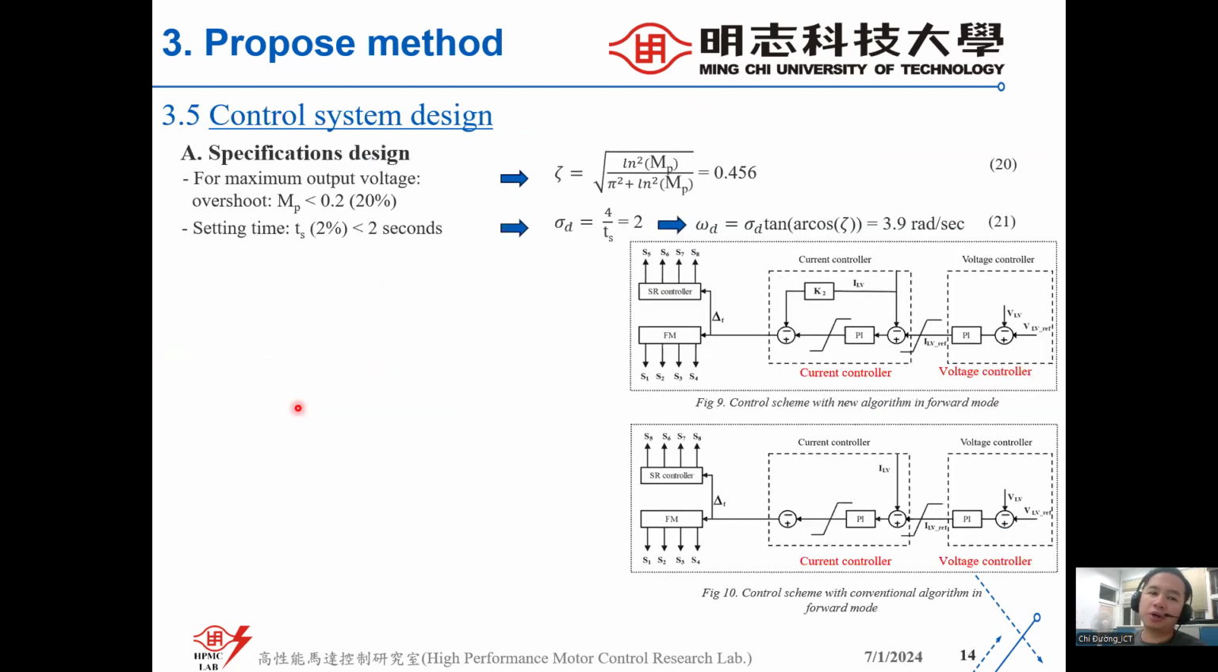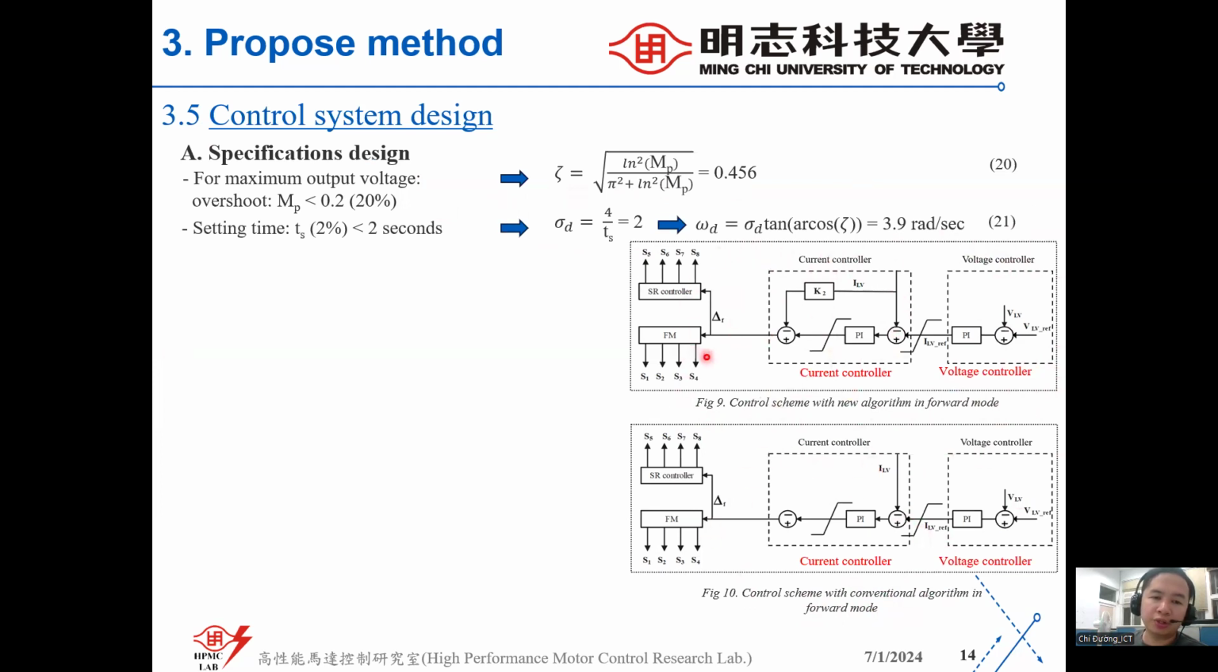Next, we need to calculate the control system design. For the maximum output voltage, the overshoot we choose lower than 20%, and we can calculate the damping ratio. And with the settling time, we also choose a settling time lower than 2 seconds, and we also choose the natural frequency. And figures 9 and 10 show the control scheme, the new algorithm in the forward mode, and the conventional algorithm also in the forward mode. There are two controllers: the first is the voltage controller, and the second is the current controller.